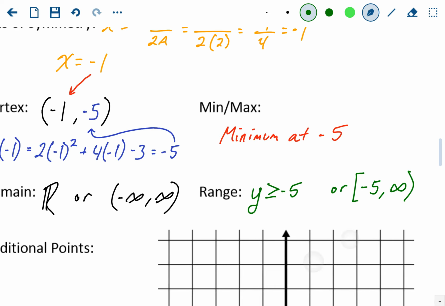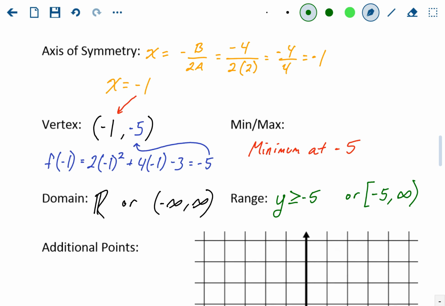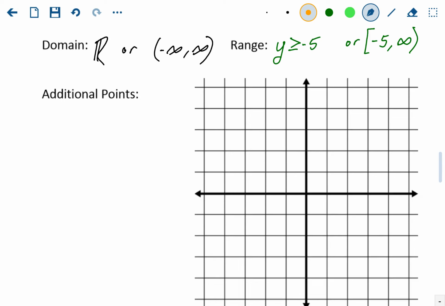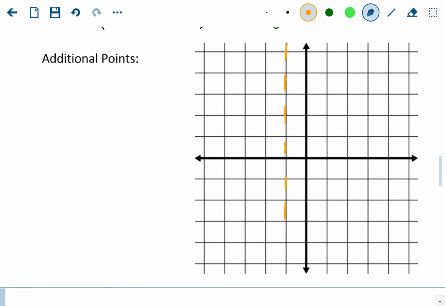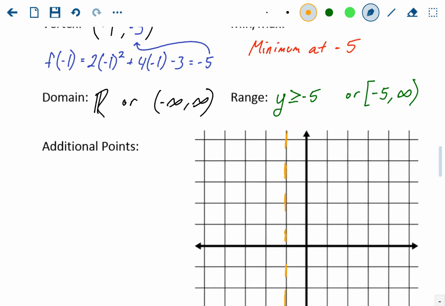All right, so we have a lot of information here, and we could start to assemble our graph. I'm going to start with the axis of symmetry. You don't have to draw the axis of symmetry. It's not really part of the graph. But visually, it's nice to see. So I'm going to put a dotted vertical line at -1. X equals -1.